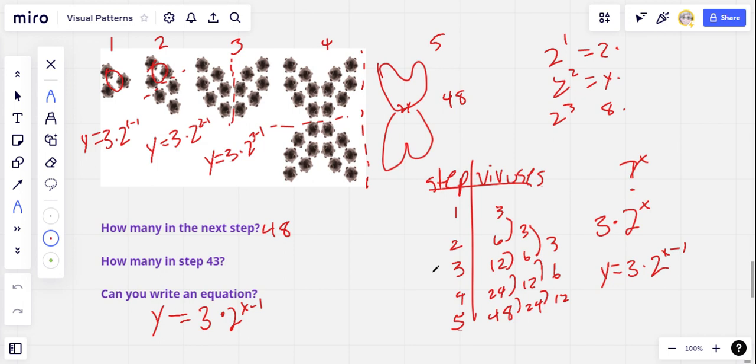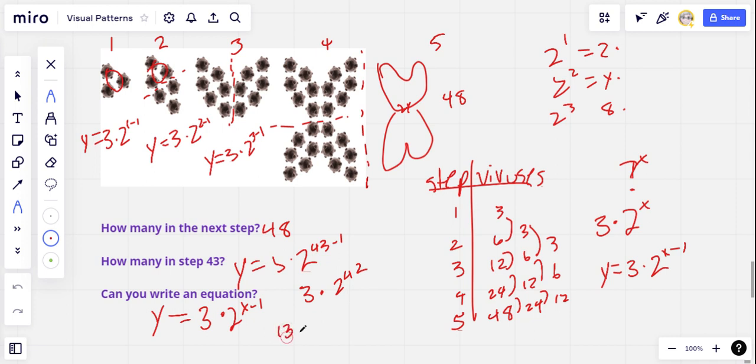Once we've done that, all that's left is to figure out step 43, and we can do that by just plugging 43 in for x in our formula. So y equals 3 times 2 to the 43 minus 1 power. So that's 3 times 2 to the 42nd power. And I'm using my calculator for that. I'm going to punch in a 2, hit the x to the y button, punch in 42. I'm getting a really big number. I'm going to multiply that by 3 and get an even bigger number.